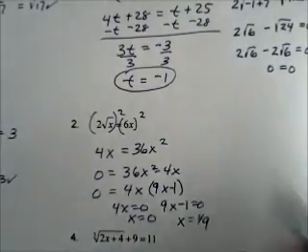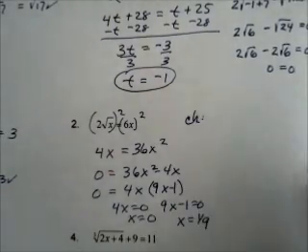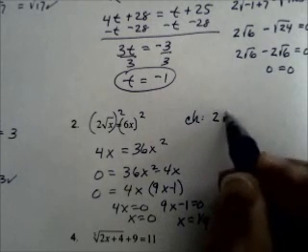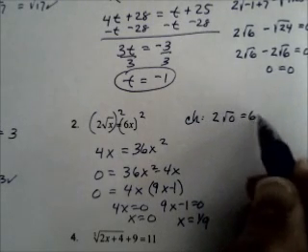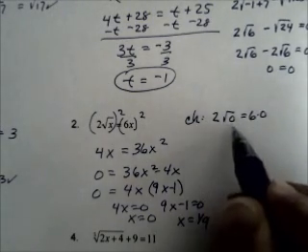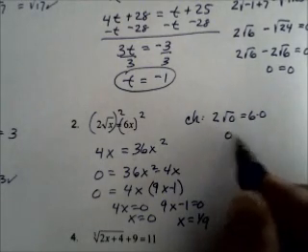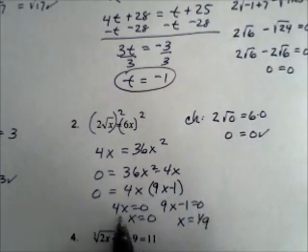All right, we'll have to check these two values. Is 2 times the square root of 0 equal to 6 times 0? Yeah, 2 times 0 is, well, 0. 0 equals 0. So 0 is a solution.